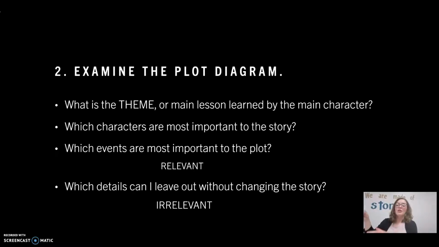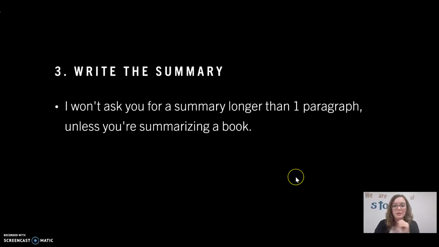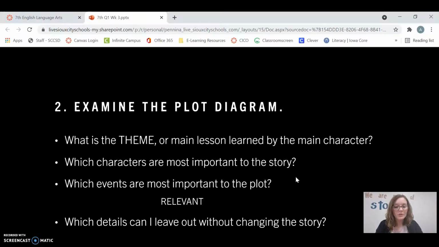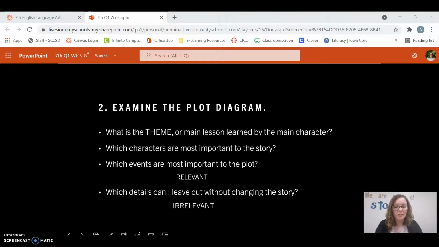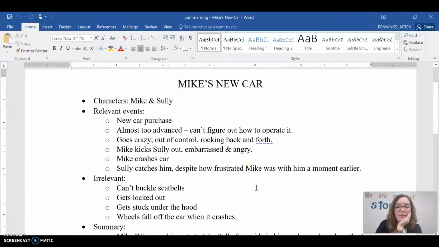Now, also ask which characters are most important to the story and which events are most important to the plot. You might see that I actually went through and highlighted some of the events that I thought were most important to the plot. Now, there's also some details that you can leave out without changing the whole story, okay? So I'm going to show you how I did this on a Microsoft Word document. Here we go. So Mike's new car.